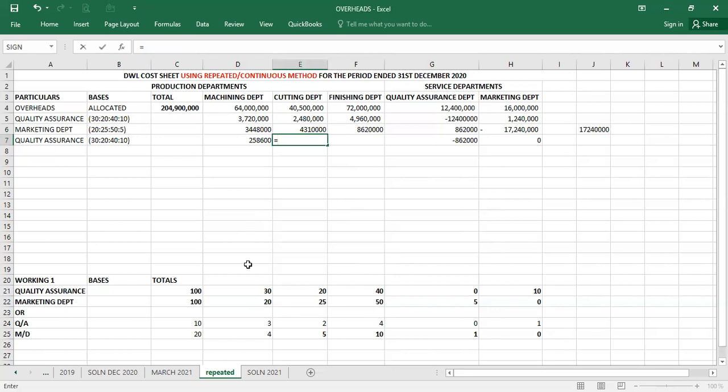Then we get equal sign this, divide by this, then multiply it by this. Will give us that. Then it is equal sign this, divide by the total, multiply it by the cost we are distributing. Even here, it is equal sign this, which is 10, divide by this, then we multiply it by this.